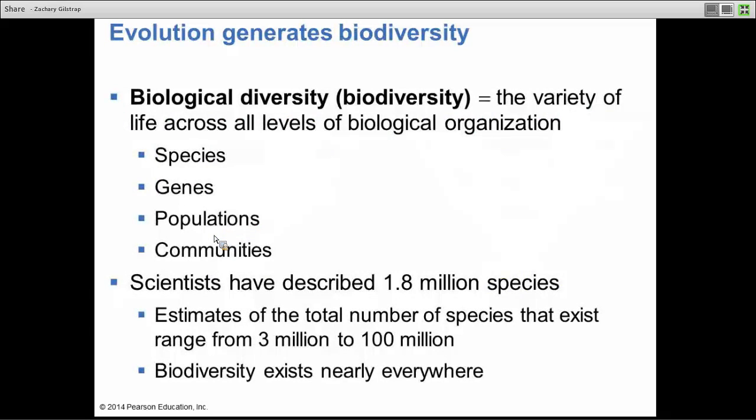Evolution generates biological diversity. Biological diversity, or biodiversity, refers to the variety of life across all levels of biological organization, including the diversity of species, genes, populations, and communities. Scientists have described about 1.8 million species, but estimate that maybe 100 million might exist.